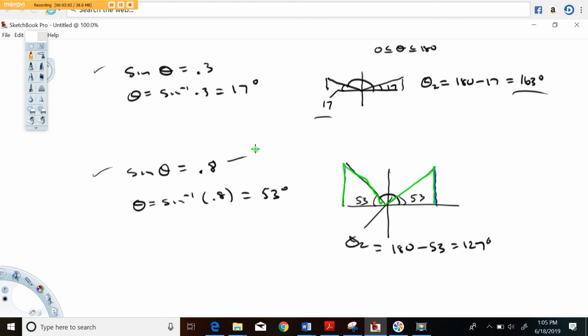Somebody check and make sure that the sine of 127 degrees is in fact 0.8, plus or minus a little rounding. Okay, we're good. So it's just meant to be some examples of solving a simple sine function and showing both the first and second quadrant solutions. This will be relevant for our discussion on law of sines, which is upcoming.